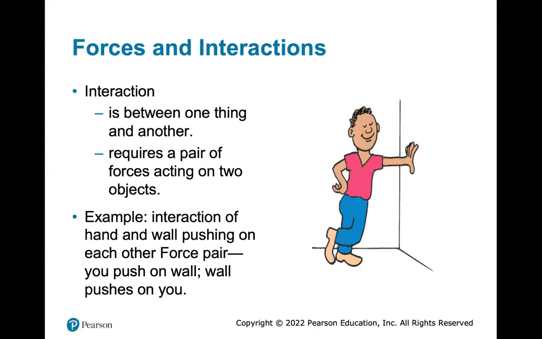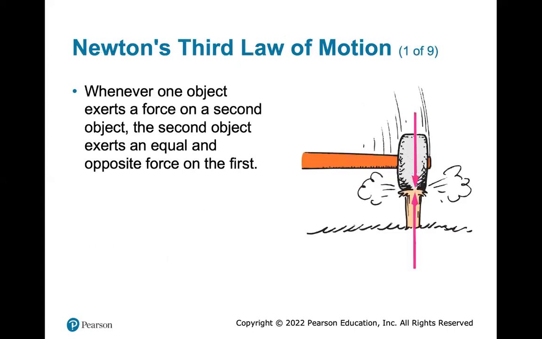Interaction is between one thing and another, and so it requires a pair of forces acting on two objects. Example, the interaction of a hand and wall pushing on each other. A force pair: you push on the wall and the wall pushes on you. It just feels like you're pushing on the wall, but if the wall weren't pushing back on you, you would fall straight into the wall. So it's pushing back on you.